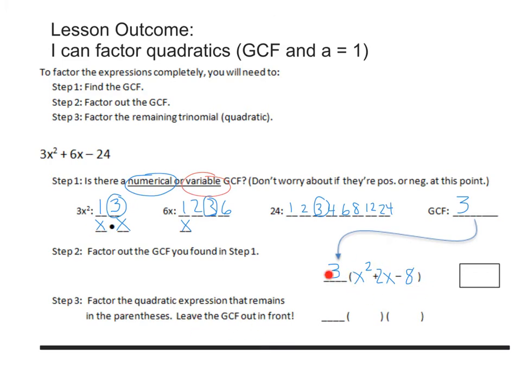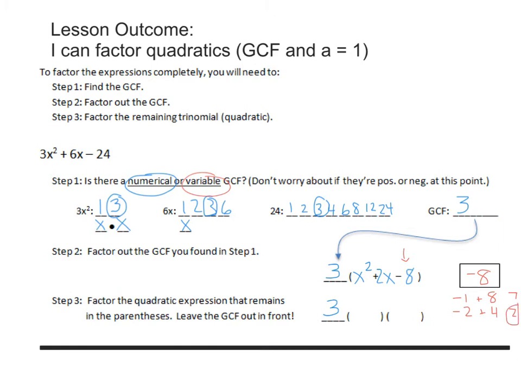Remember to leave the GCF out in front, so we're just going to recopy that right here, and we are just going to focus in on this right here. Well, as you know, in class we've been writing our C term in this rectangle off to the right, and then we list all the factors of negative 8. Well, 1 times 8 is 8, but we need one of them to be negative, and 2 times 4 is 8. And we need one of them to be negative. And then we add, so negative 1 plus 8 is 7, and negative 2 plus 4 is 2.